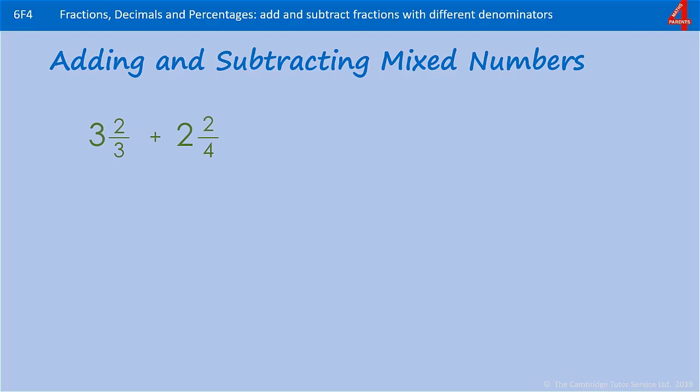Adding and subtracting mixed numbers, there's one extra step that you have to do at the beginning, and this is where you need to remember how to convert mixed numbers into improper fractions. And if you're not sure, check the video that covers that one. For this bit, the denominator remains the same. So we're looking for so many thirds and so many quarters. 3 times 3 is 9, add 2, that's 11, so that's 11 thirds. 2 times 4 is 8, add 2 is 10, that's 10 quarters.